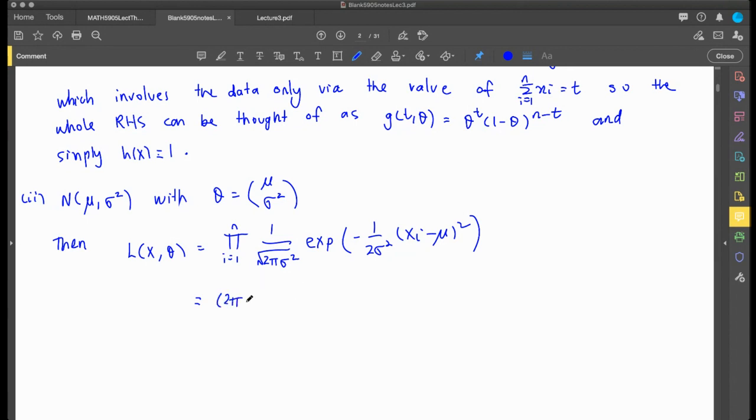The constant out the front becomes (2 pi sigma squared) to the minus n over 2. And we have the product of exponentials. The exponents become a sum. And so we get this summation type expression in the numerator.